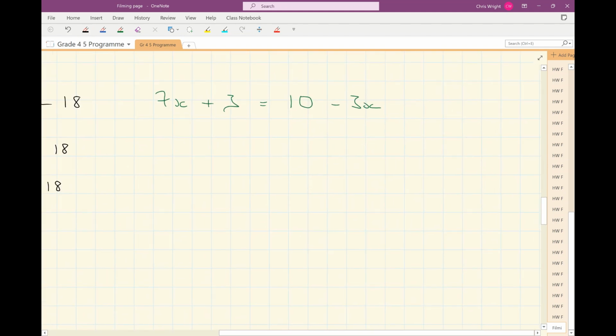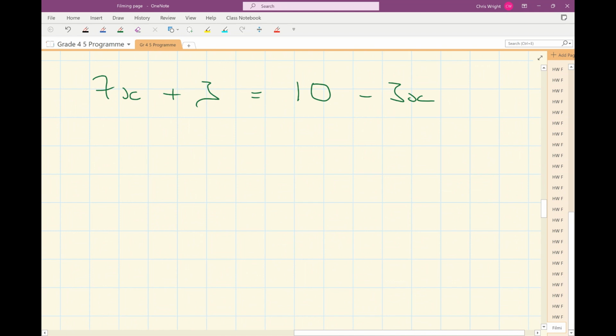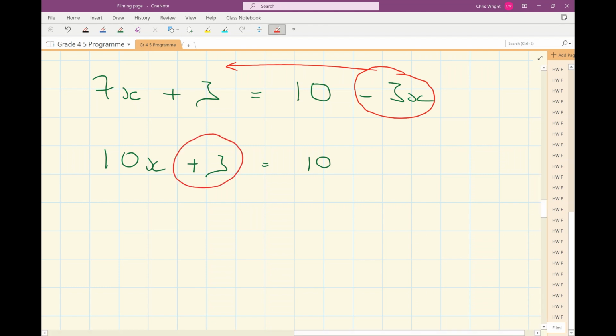Next one. Now, 7x plus 3 equals 10 minus 3x. Which side has the fewest x's? The right-hand side has got the fewest x's. It's got minus 3x. So I'm going to float and ping minus 3x. Now, when I do, that becomes plus 3x. So I'm going to have this 7x here plus the 3x. 10x plus 3 equals 10. Let's float and ping that plus 3, shall we?